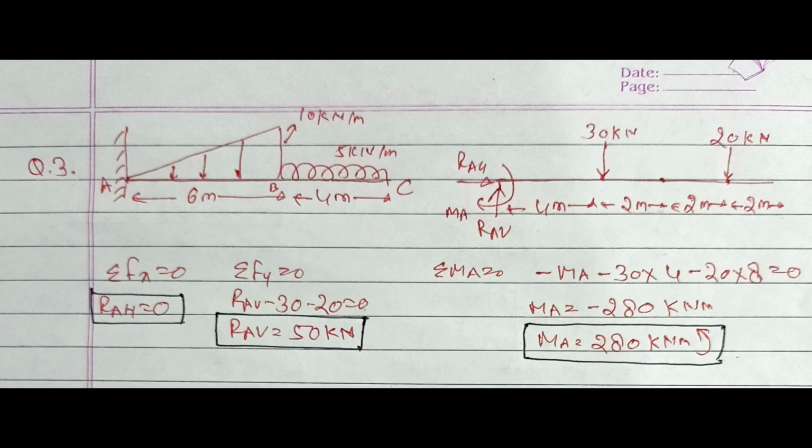Now third equation, sigma MA equal to 0. We will take moment about point A. So moments of RAH and RAV will be 0. And minus MA, minus 30 into 4, minus 20 into 8 equal to 0. It will give you MA equal to minus 280 kilonewton meter. Again this minus sign indicates that the direction is opposite to what we assumed. So answer will be MA equal to 280 kilonewton meter anti-clockwise.